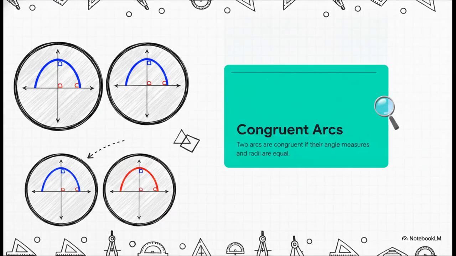Well, here's the absolute mathematical truth. For true congruence, two arcs are identical only if their angle measures and their radii are equal. So simply having an equal angle measure of, let's say, 40 degrees, that's not enough on its own. The circles themselves must be the exact same size. Their radii must be completely identical for the physical curve of the arc to match perfectly if you were to place them one on top of the other.